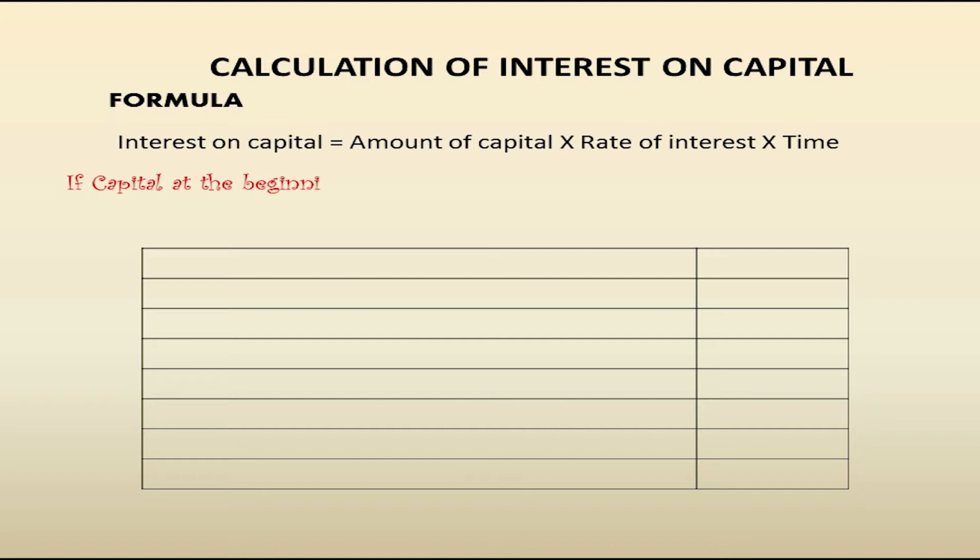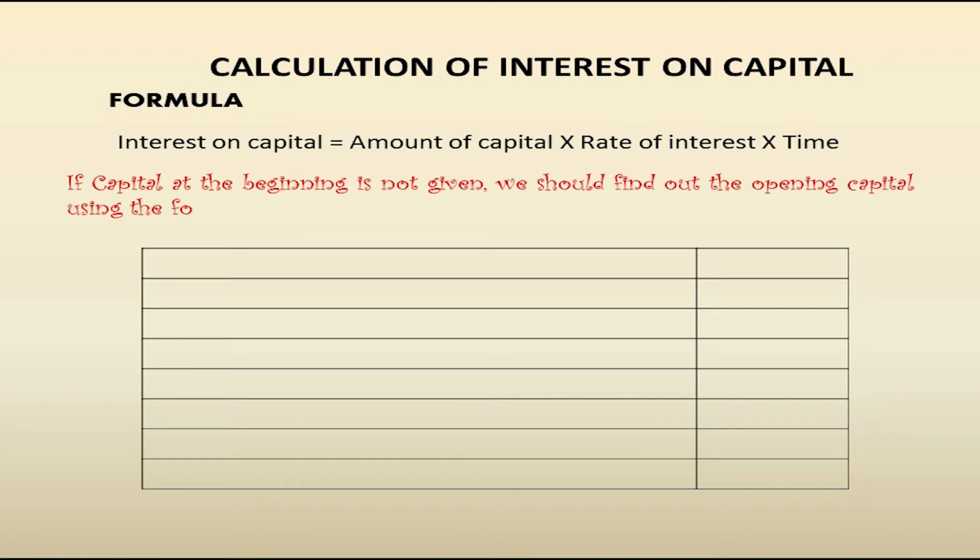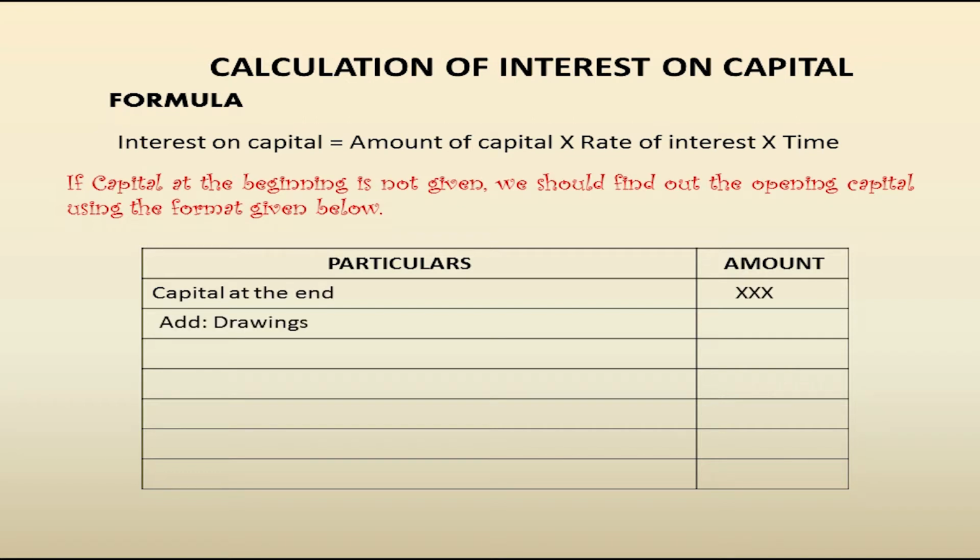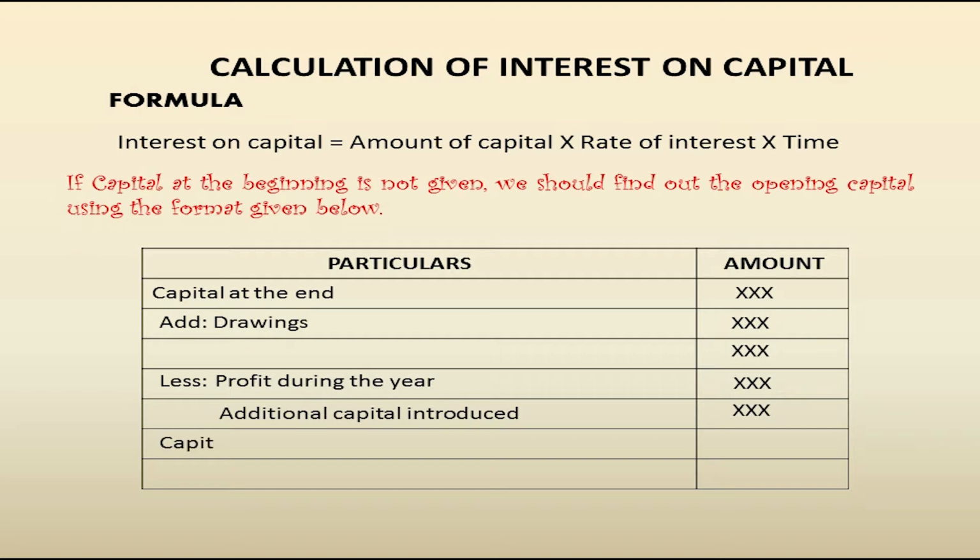Now, if capital at the beginning is not given, we should find out the opening capital using the format given below. You have particulars and the amount: capital at the end, and you put the amount over there. Then add drawings, and you put the amount here. After totaling these two, you get this answer. Then less profit during the year, you put the amount here. Less additional capital introduced, you put the amount here, and that will give you the capital at the beginning.